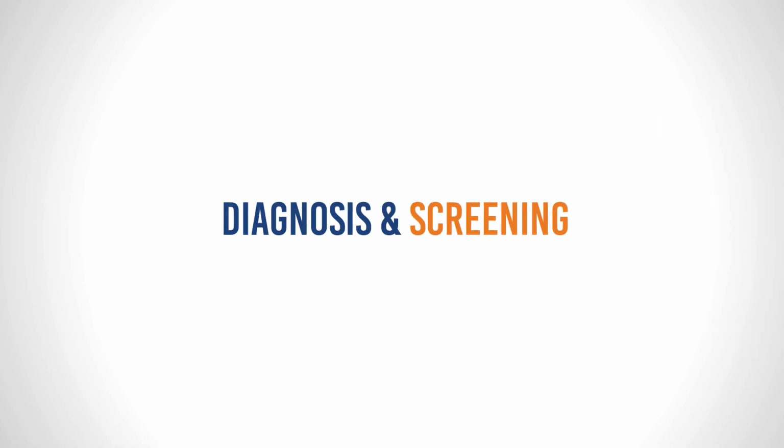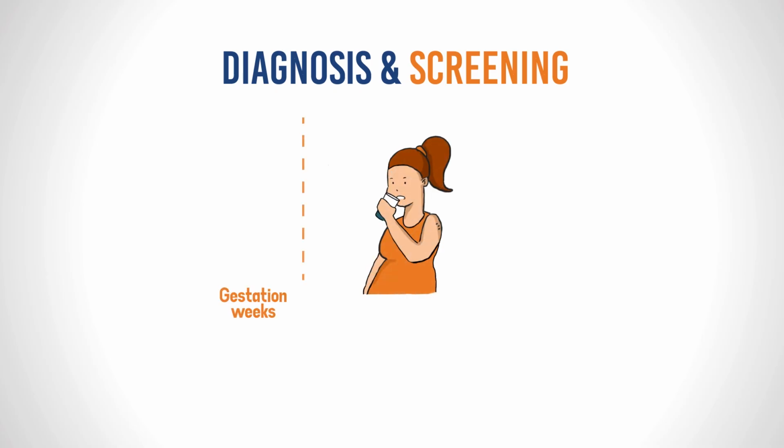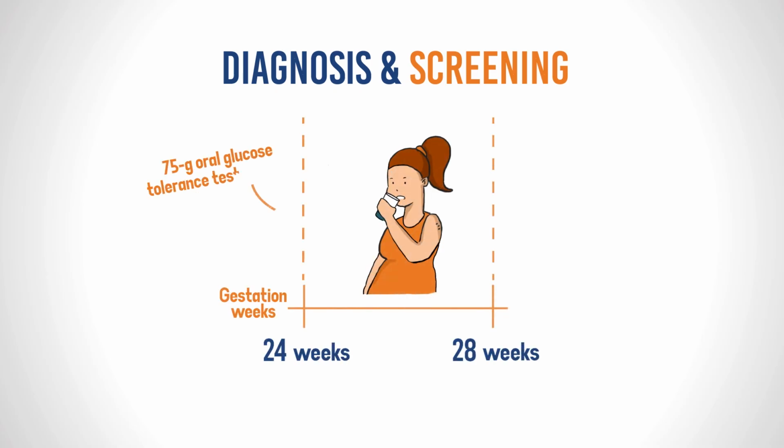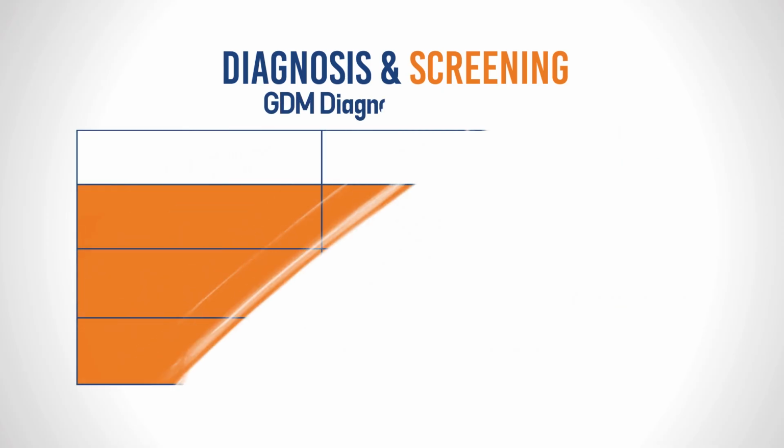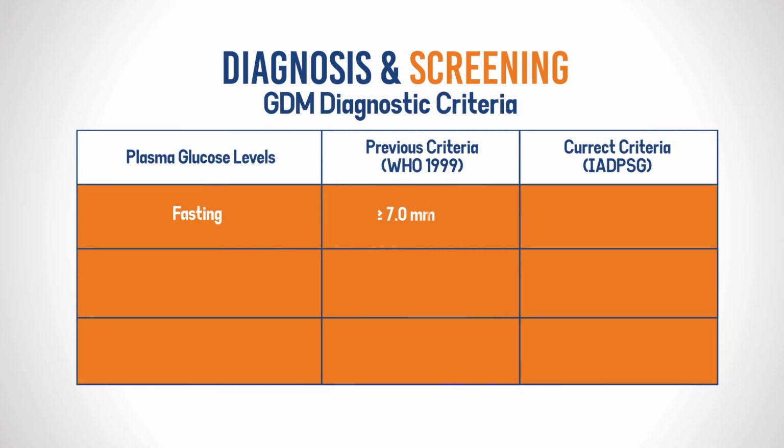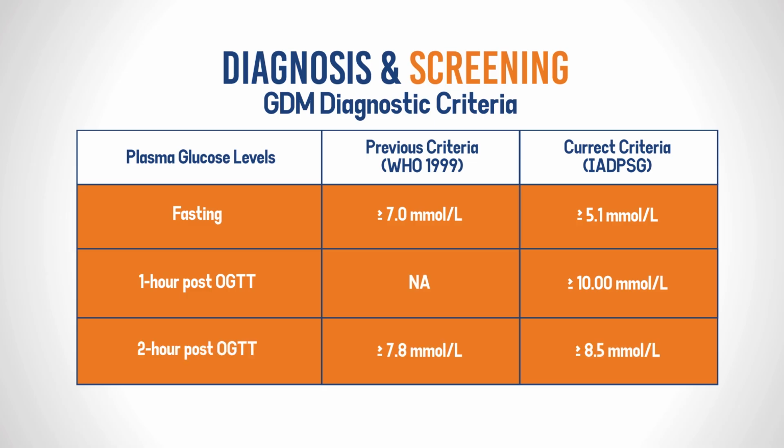Diagnosis and screening. GDM is diagnosed by performing a 75-gram oral glucose tolerance test, OGTT, between 24 to 28 weeks of pregnancy, the period coinciding with increase in gestational insulin resistance. HbA1c should be avoided for both screening and diagnosis of GDM. Additionally, HbA1c values are generally lower during pregnancy as a result of increased red cell turnover.